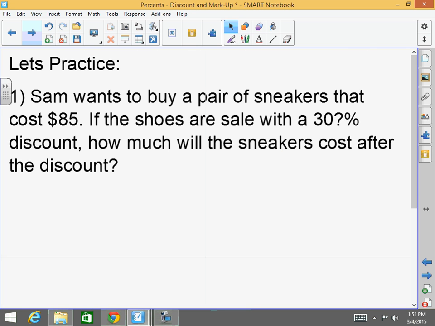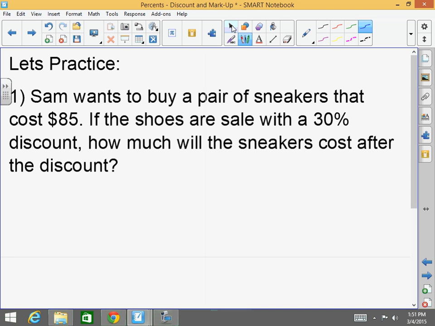Sam wants to buy a pair of sneakers that cost $85. If the shoes are on sale with a 30% discount, I apologize for the question mark I have here, how much will the sneakers cost after the discount? So what will the sale price be? Well, okay, no, whoever said $30, you're just guessing.